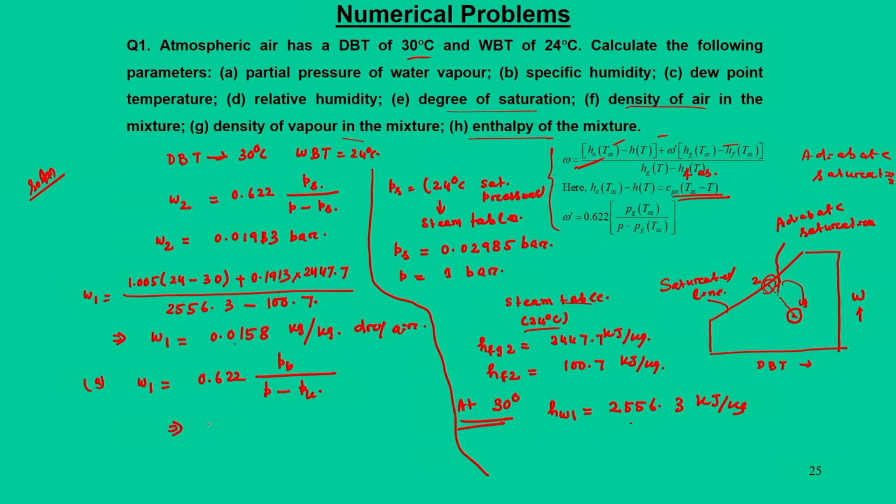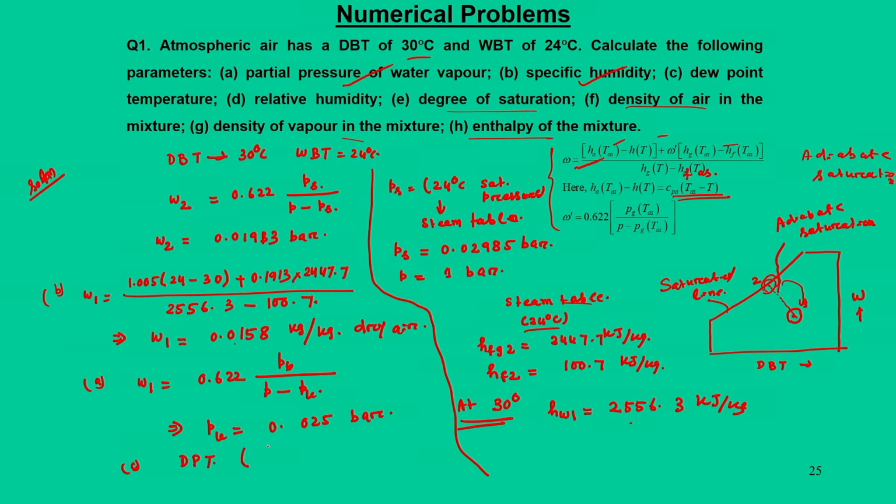So, we can find Pv as 0.025 bar. So, we have specific humidity, we have partial pressures. Then we have to find dew point temperature. So, DPT can be found out.